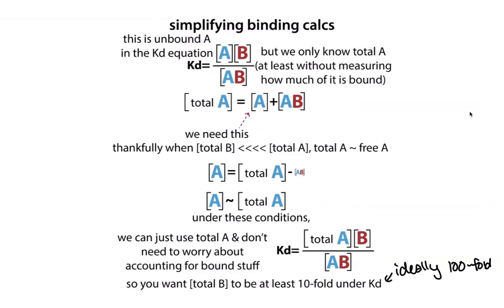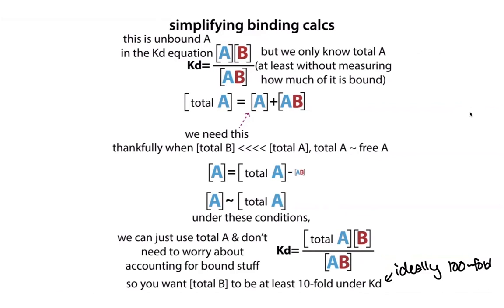So this is a technicality in that I said that we wanted a low concentration of one of the partners. This is so that we can make a simplification. Remember that when we talk about our KD equation, we're talking about the concentration of free A times the concentration of free B over the concentration of A times B. What we're going to be measuring is the proportion of B that's bound. And we're going to know how much A we put in, but we don't want to have to directly measure how much of the A is bound and how much of it is unbound.